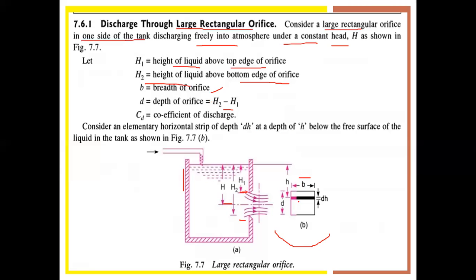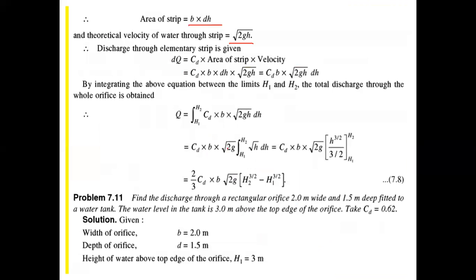The discharge through this elementary strip is given by dQ is equal to CD into area of the strip into velocity. So CD as it is, area is equal to B into dh, velocity is equal to root 2 g h. Substituting, we get dQ equals CD into B into root 2 g h into dh. By integrating the above equation between the limits H1 and H2, the total discharge through the whole orifice is Q equals the integral from H1 to H2 of CD into B into root 2 g h into dh.